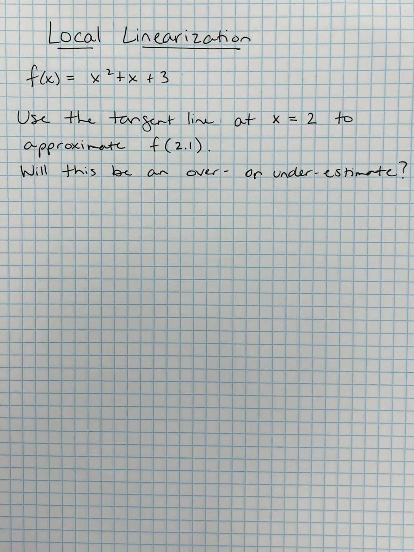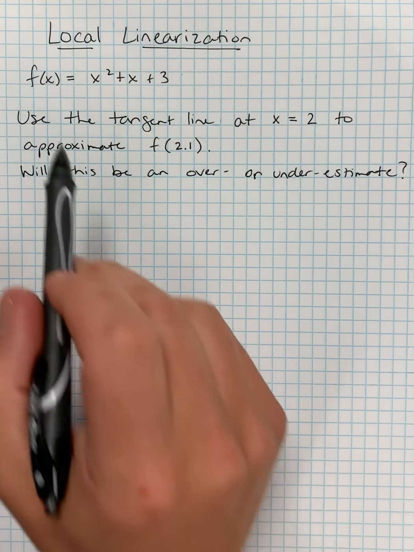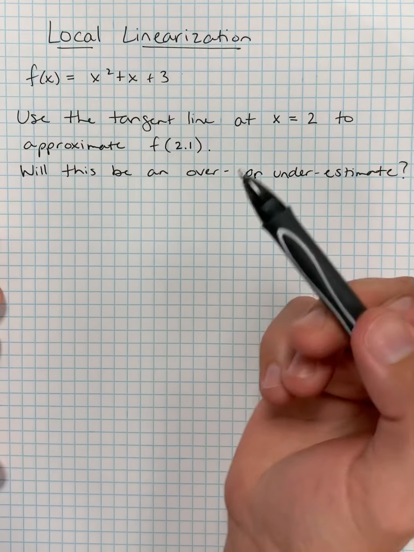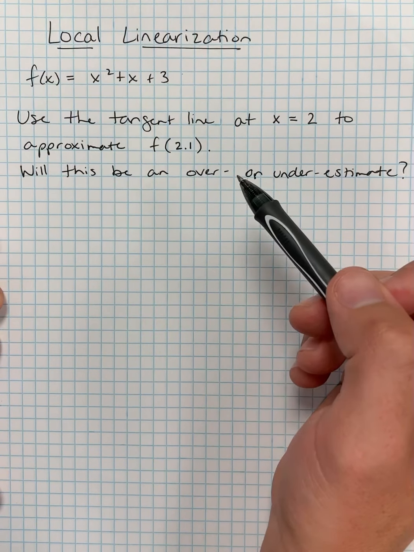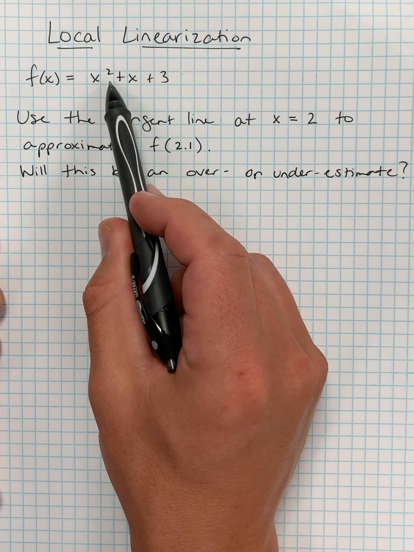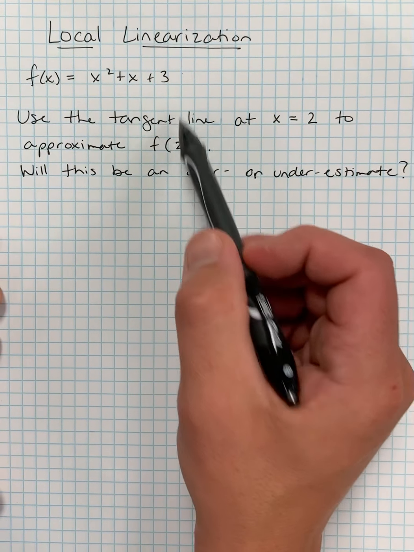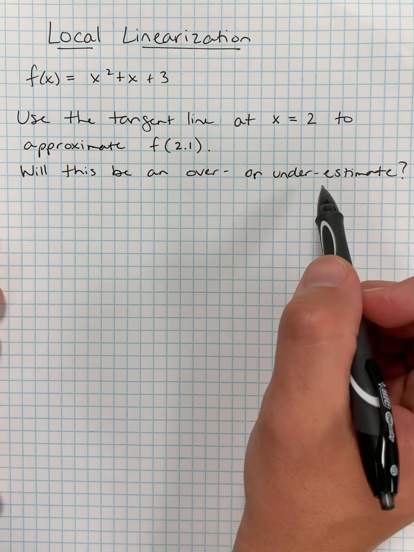Time for some local linearization. This is really nothing more than just using a tangent line to a curve, a particular function, to approximate a curve at a certain value. All we're doing is looking at a line that sort of looks like the curve, close by the curve, to approximate a value near where that tangent line is formed.